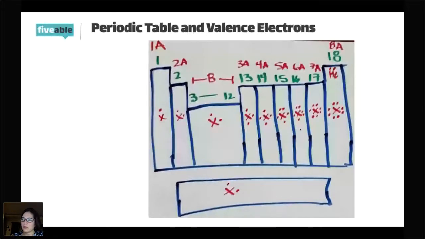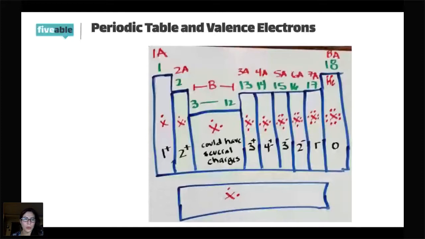For groups. Excellent. 2 negative, and then the charge for 7A. 1 negative, correct. Lastly, the noble gases, what charge do they have? 0. Excellent, Nicole. Yes, this is correct. So those are the charges of the ions.